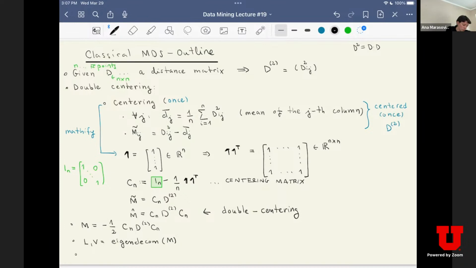And then we are going to return BK, which is going to be a product of VK times LK to the power 1/2. You might be confused what VK and LK are. These are just the first, so from V, VK is going to be the first K columns of V. And from L, we are going to take the first K eigenvalues.